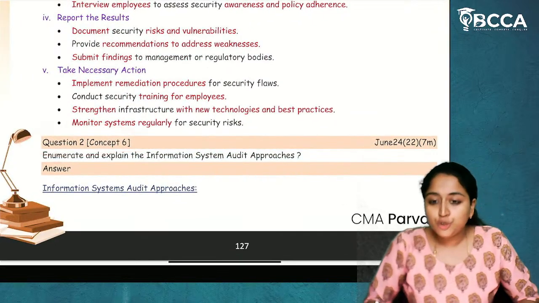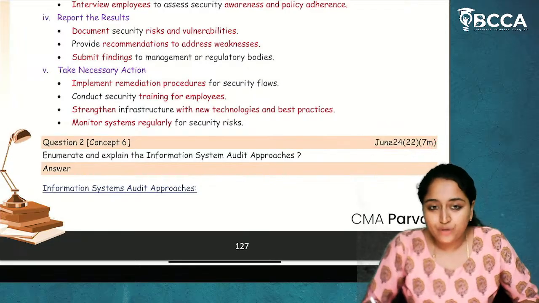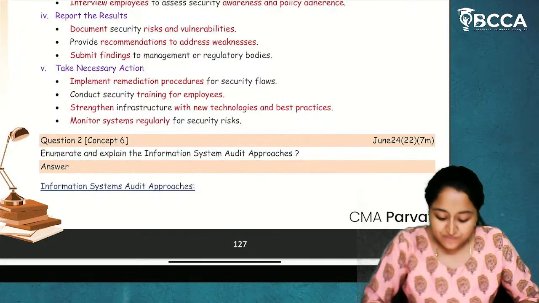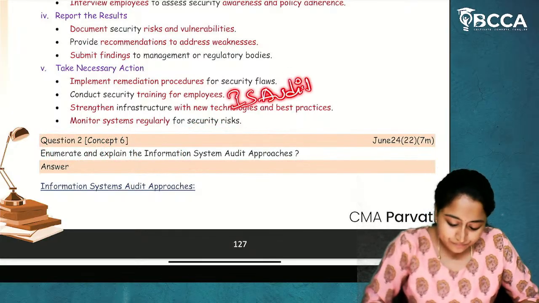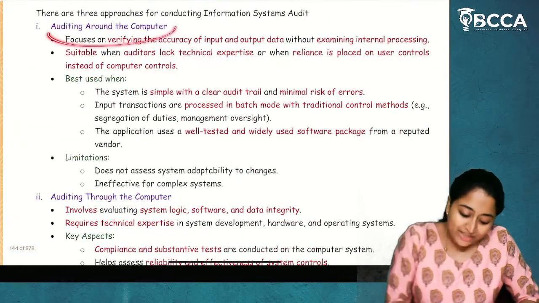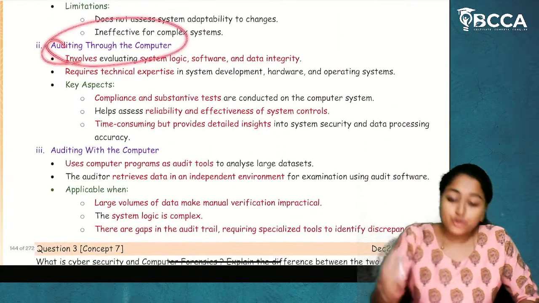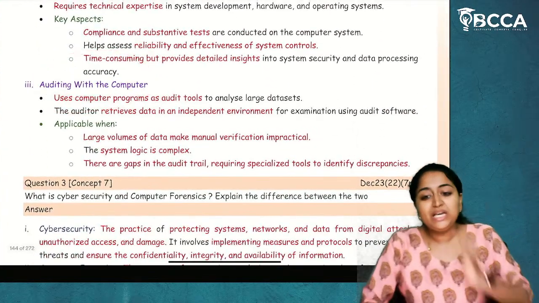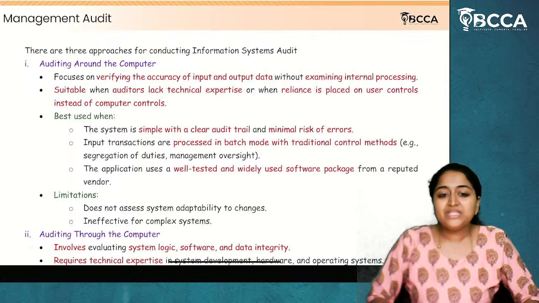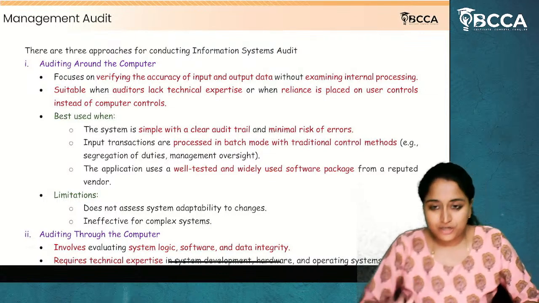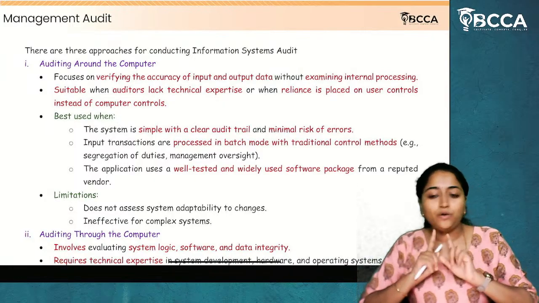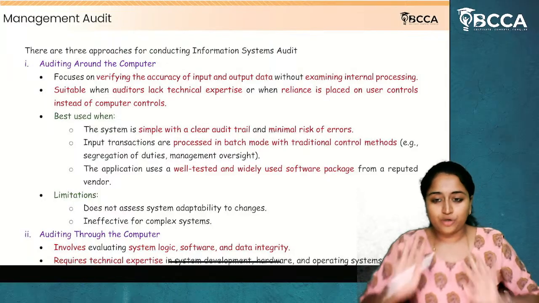Now, question number 2, which was tested in the June 2024 attempt: enumerate and explain the information system audit approaches, that is, the IS audit approaches. We have 3 approaches for it. First is auditing around the computer, second auditing through the computer, and third auditing with the computer. Now, what is auditing around the computer? It means you will not focus on the process or logic. You will not ask why we are taking this or that. We are only going to assess the input and output of the data.